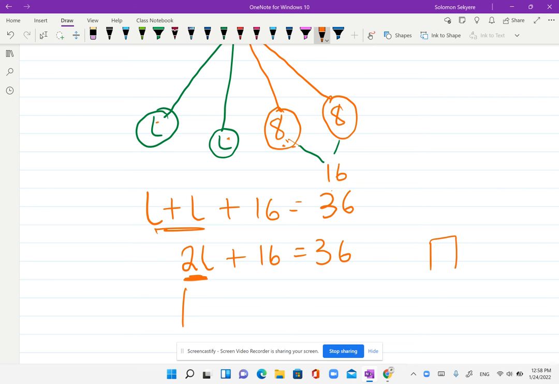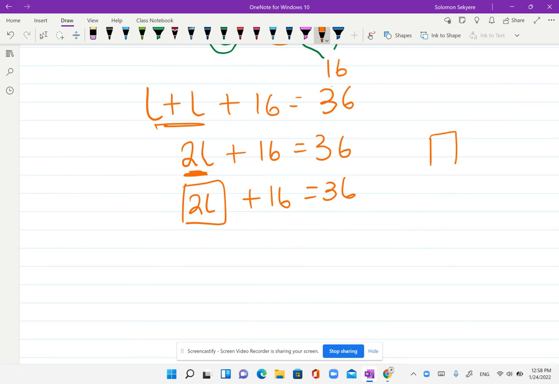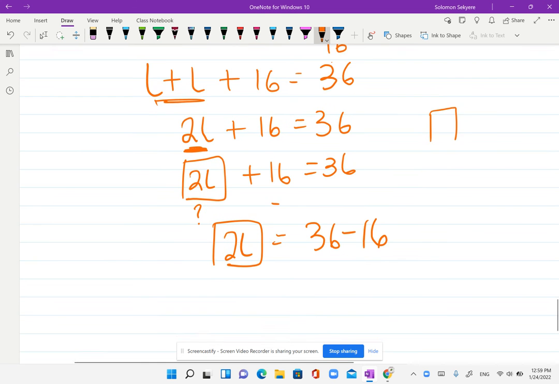Okay, so we're going to place that in a box. This is what it means. What goes in this box? This box here is 36 minus 16. Are you with me?